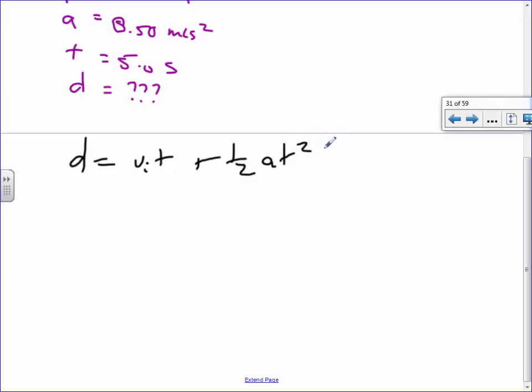Do you guys ever do this in Science 10 actually? This is a formula that I gave you in Science 10 actually. You weren't in my Science 10 class, so.